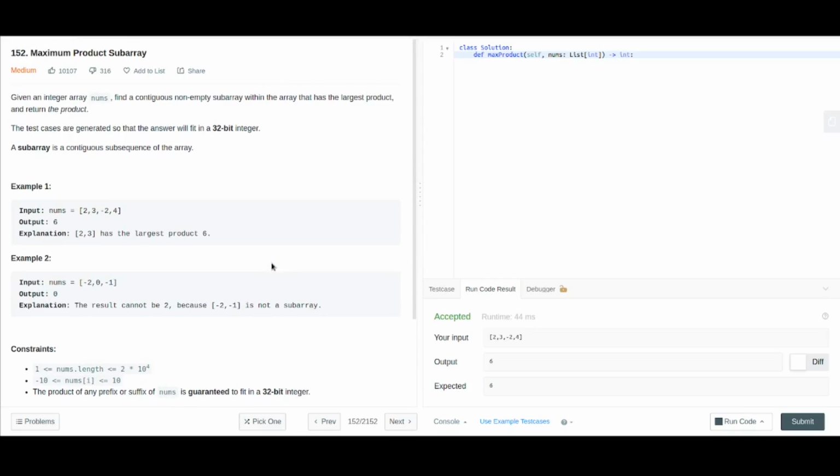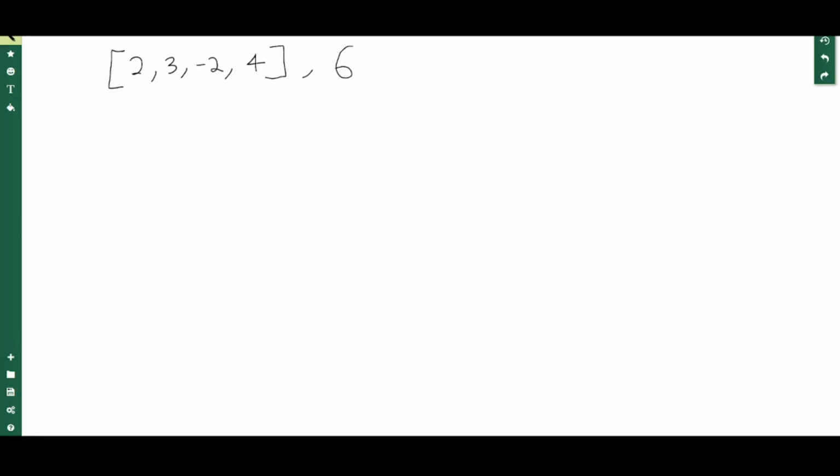So let's go to the whiteboard and have a detailed discussion about this. We have the input 2, 3, -2, 4 as an array, and we know that the output should be 6. One obvious brute force solution is to simply find all the subarrays and find their product. Once we have all the products, we simply return a maximum of them. But that would require finding all the subarrays, which will mean n squared time complexity. We don't want that. What can we do instead?